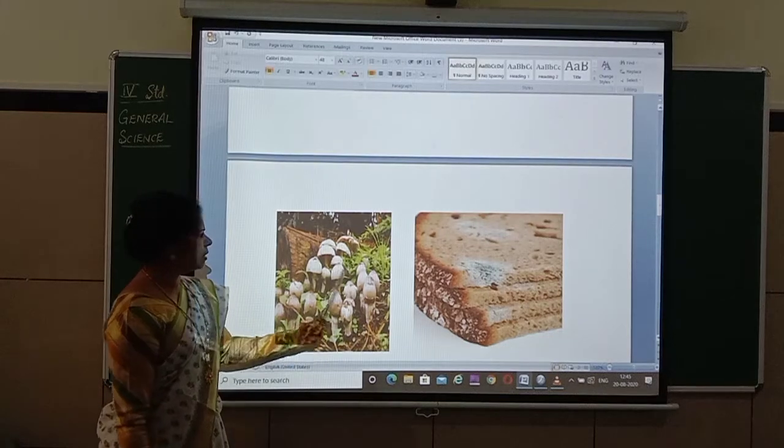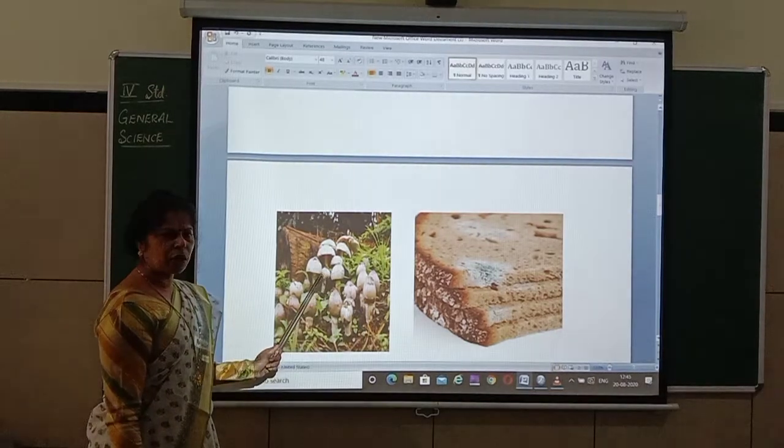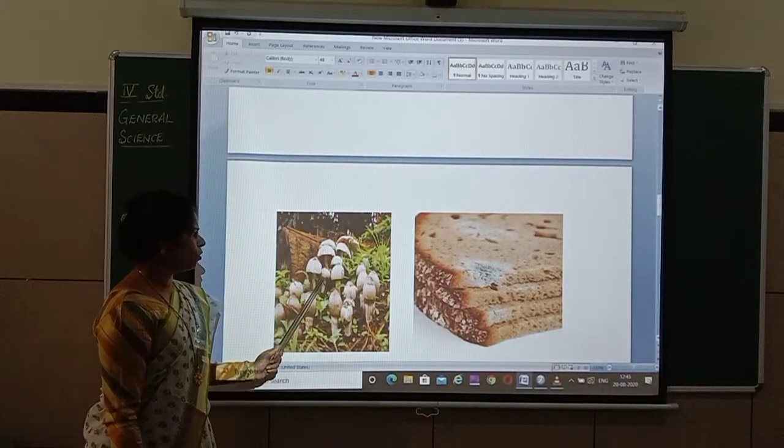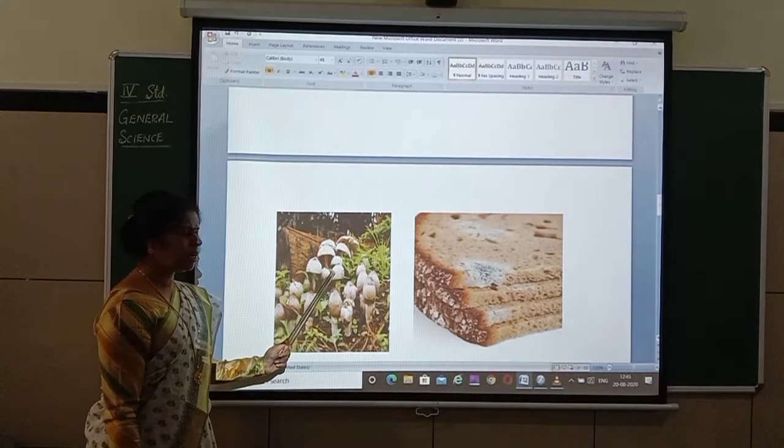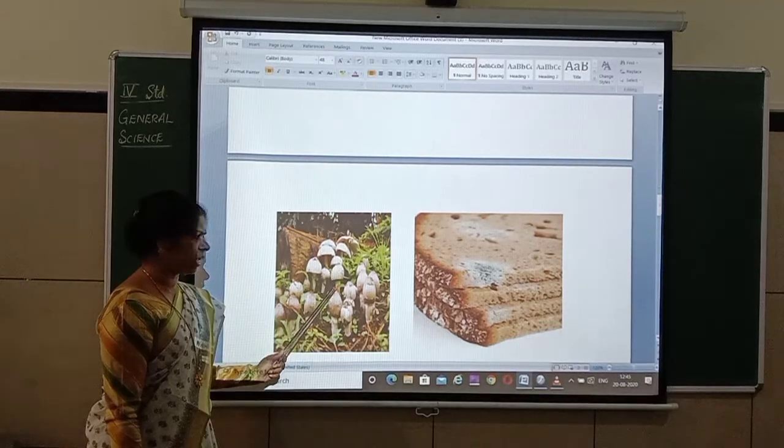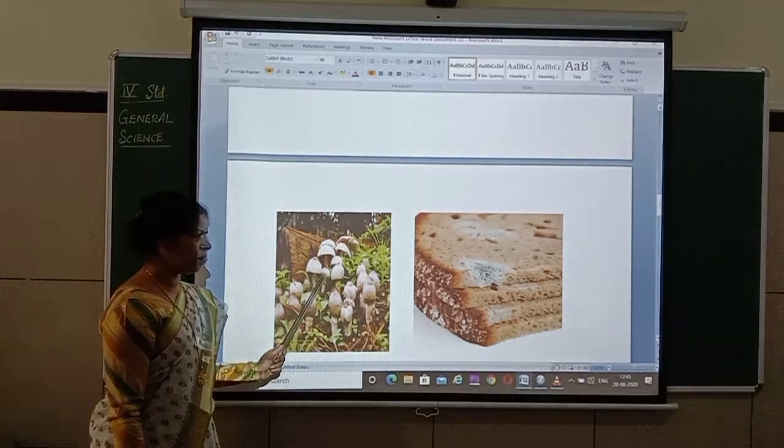Okay, what is this? This is a mushroom. This cannot prepare its own food because there is no presence of chlorophyll in this. So they specially depend upon the dead and decaying organisms, which we call saprophytes.